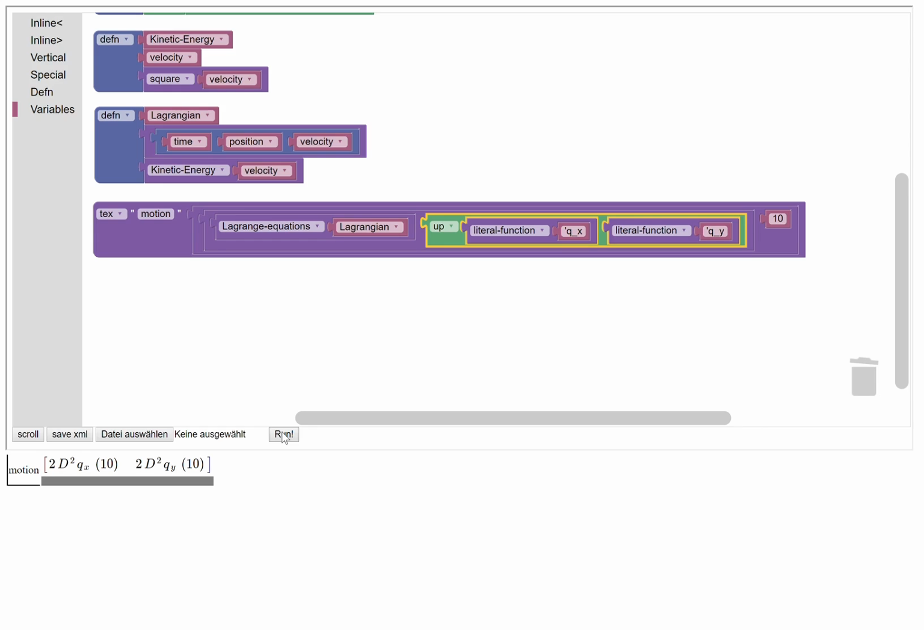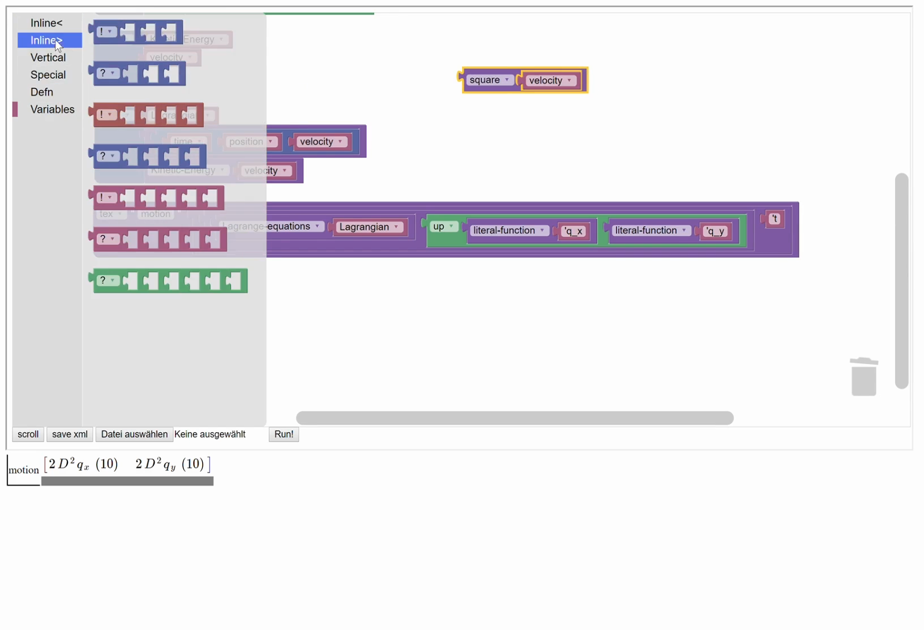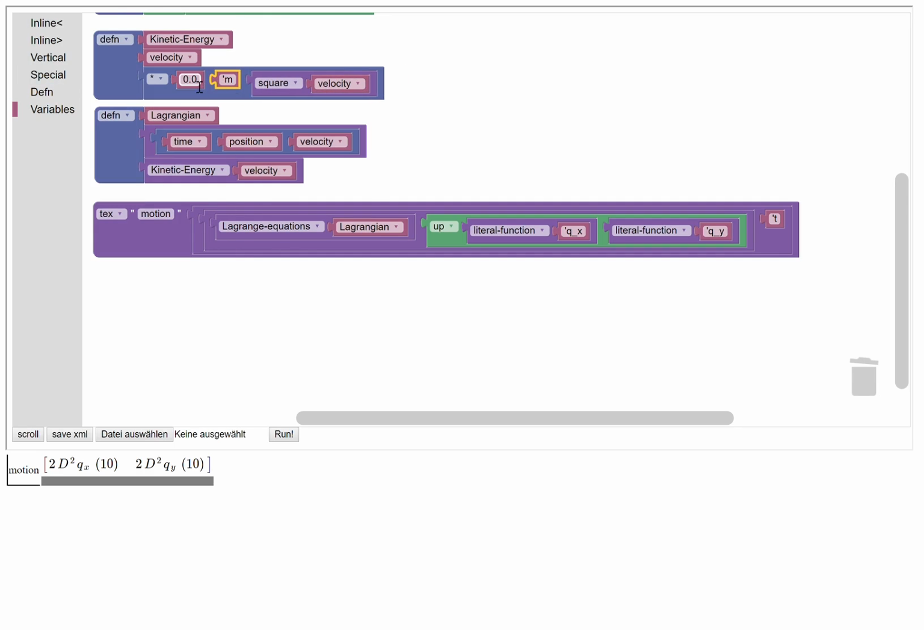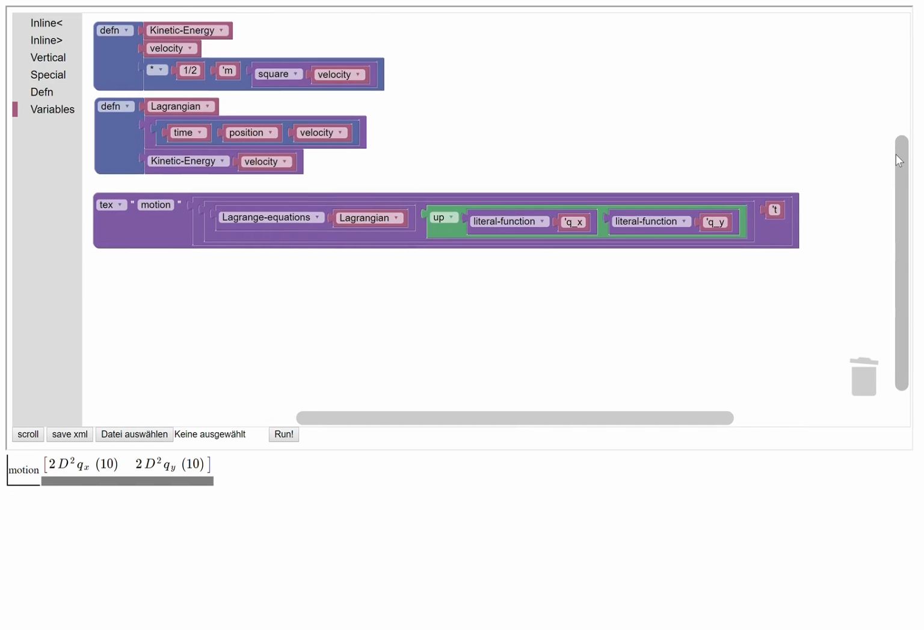I want to make the equations prettier. First I replace 10 by some time t. Second, I introduce the mass m into the kinetic energy. The specific path can be thrown away, it is not needed anymore. After running, we see Newton's equations of motion for the two-dimensional free particle in their standard form.